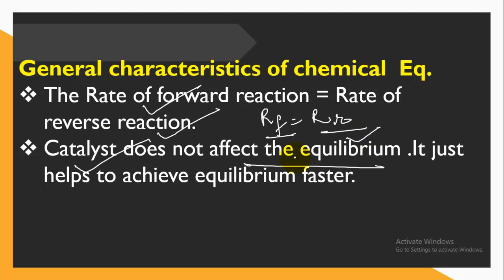But it just can help in achieving the equilibrium faster, because we know that catalyst is a substance which increases the rate of reaction without getting consumed or without getting changed. So it can make the equilibrium point achieved faster, but it has nil effect on the equilibrium. It will neither favor the forward reaction, it will neither favor the reverse. It is just going to make that equilibrium point achieved faster.